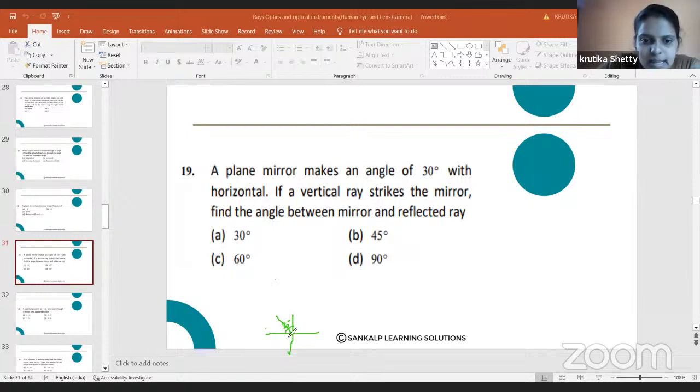So what is this angle here? This total angle is 90 degrees. So 90 minus 30 is equal to how much? It is 60 degrees. So your angle of incidence is 60 degrees. According to the laws of reflection, the angle of incidence is equal to the angle of reflection. Therefore, option C is correct here. That is 60 degrees we are going to get.